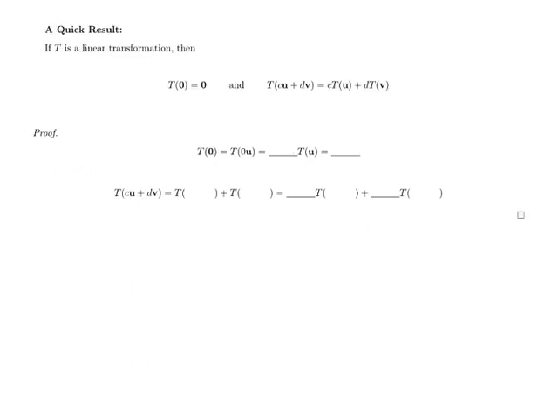So from that definition, we do get a quick result. If T is a linear transformation, so those two properties hold, then we can quickly say that T of the 0 vector is equal to the 0 vector, and T of Cu plus dV, a linear combination of two vectors, is C T of U plus D T of V. And we're going to prove these two things very quickly.